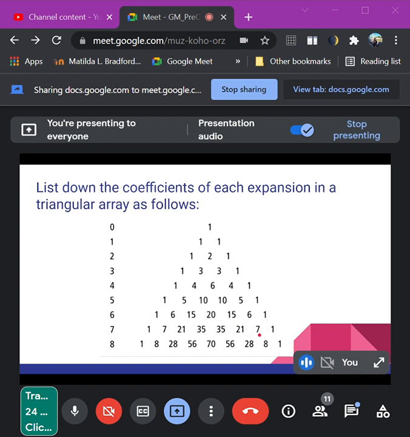6 plus 1, 7. And then for your imong exponent kay 8, 1 plus 7, that is 8. 7 plus 21, 28. 21 plus 35, 56. 35 plus 35, 70. 35 plus 21, 56. 21 plus 7, 28. 8 plus 1, that is 8. If you want to get the next ani kanang 9, magbutang ra kag 1 sa first term and then add 1 plus 8, that is 9. 8 plus 28, and then so on and so forth. Okay? So that is how we get our Pascal triangle.